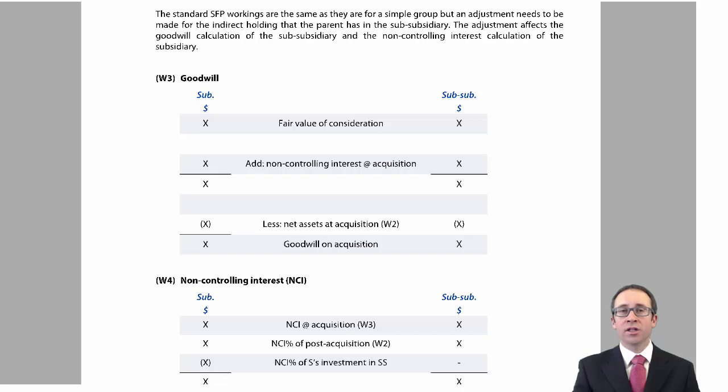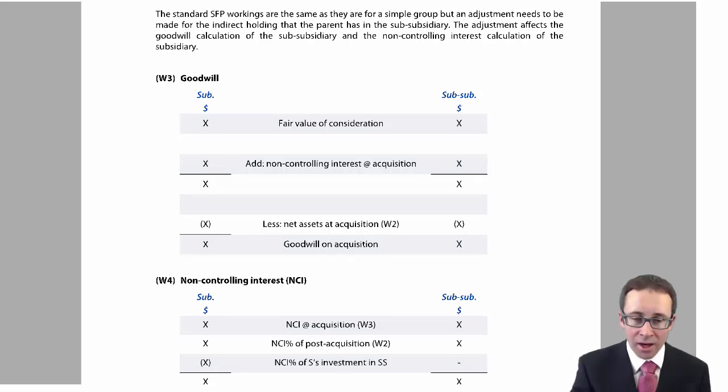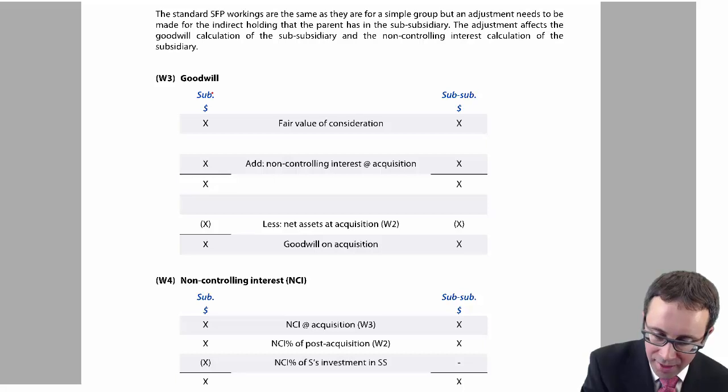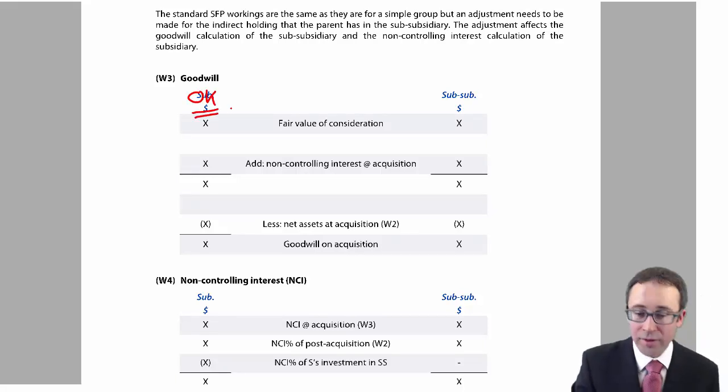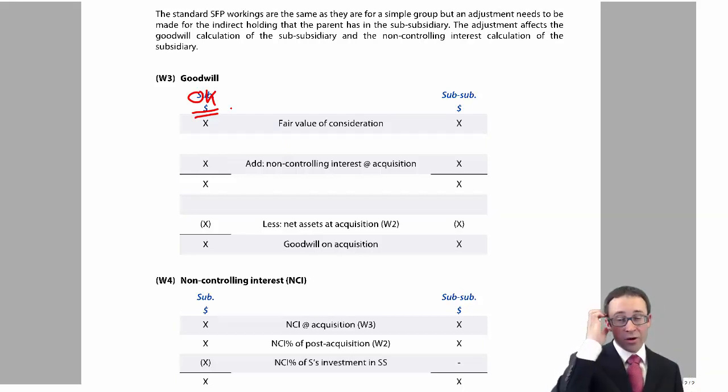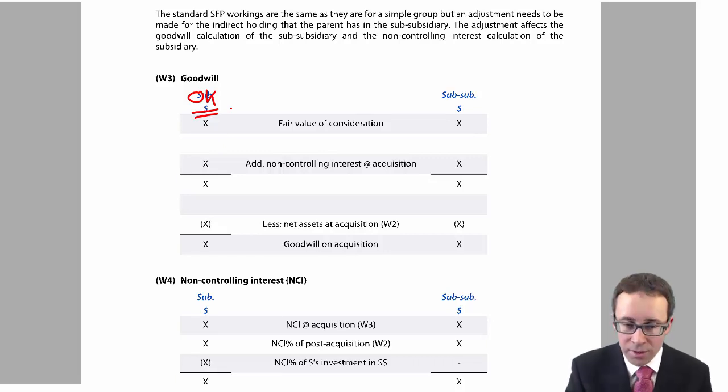The issue that you've got is, first of all, with regards to the goodwill. Now, don't worry, the goodwill in the subsidiary remains exactly the same as what it has always been calculated as. You take the fair value of the consideration, you add on the non-controlling interest at acquisition and deduct the net assets in working number 2. Pretty standard, and the non-controlling interest will either be on the proportionate share of net assets or the fair value method. It's the sub-subsidiary that you just need to be a little bit careful upon, and it's nothing horrendous that you need to think about.